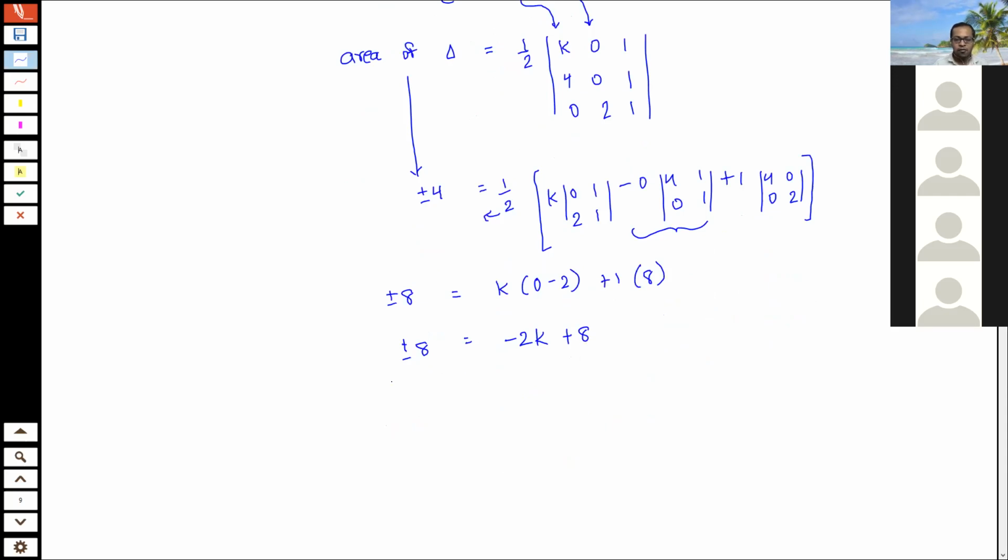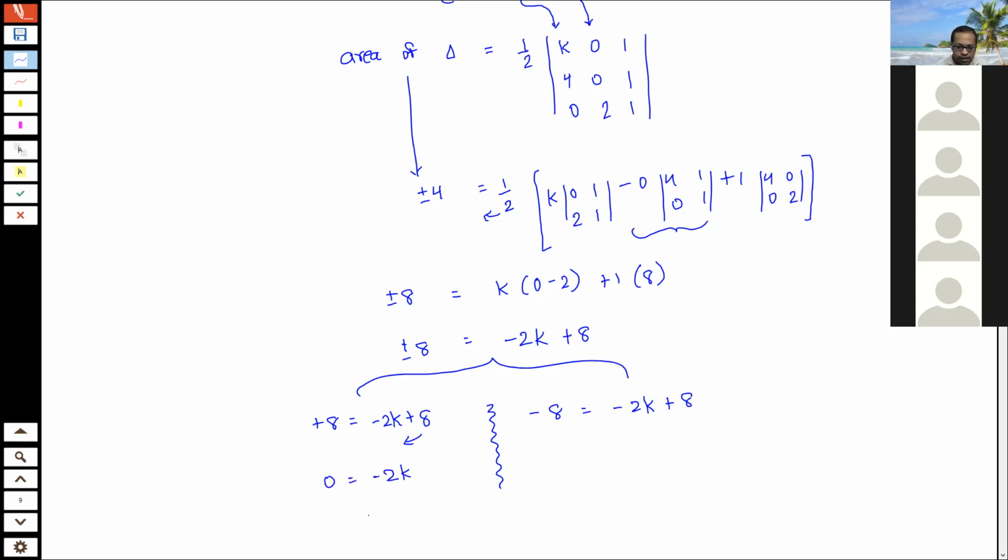Now what I will do, I will split into 2 parts. If plus 8 equal to minus 2k plus 8, or else minus 8 equal to minus 2k plus 8. So here, if 8 goes to that side, 8 minus 8, 0 is minus 2k. So what is one of the possible values of k? 0.